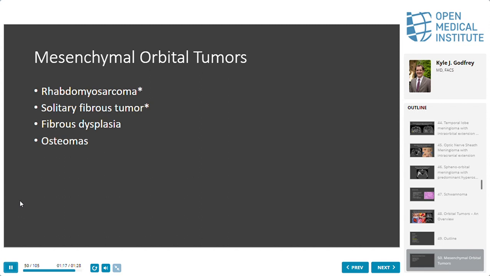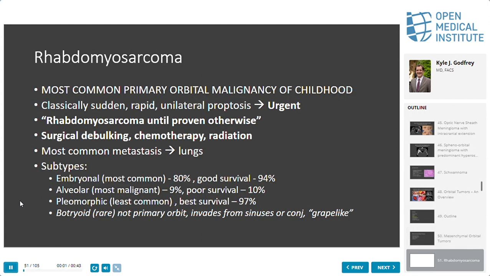So the mesenchymal orbital tumors tend to be a little bit more rare. I'm not going to spend as much time on them, but I think the most important one for you to know and to think about in the back of your mind, especially for those doing pediatrics, I heard in the group, is the rhabdomyosarcoma. This is the most common primary orbital malignancy in children.